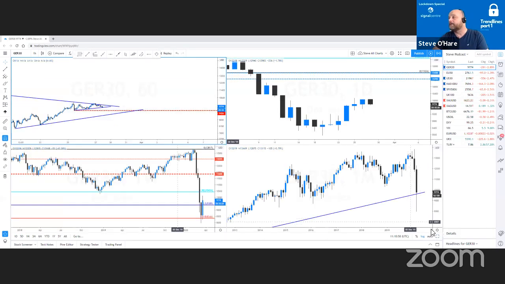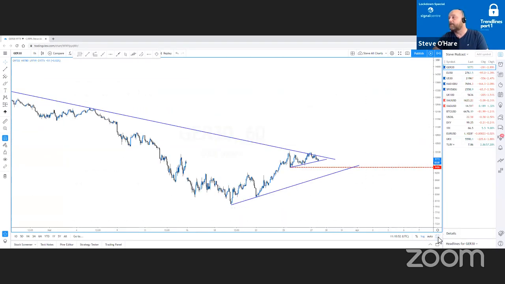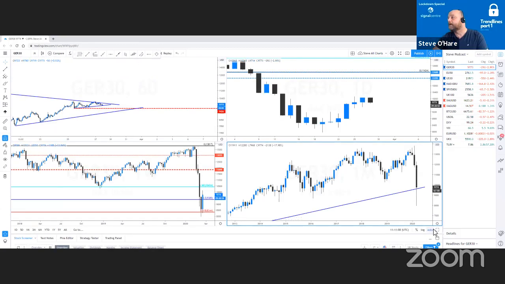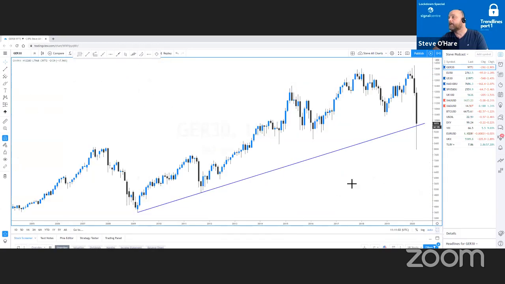If we bring it out, a great example maybe would be this monthly chart. This is the monthly chart on the DAX, and we can see we had the 2008 banking crisis, and the upward trend started in March 2009.